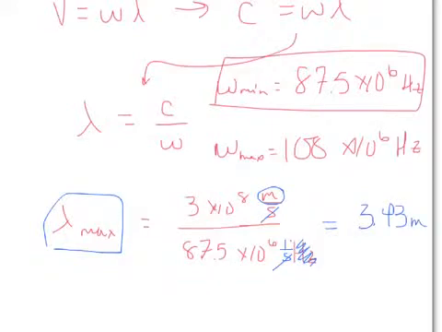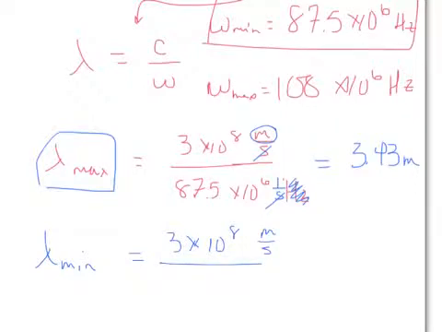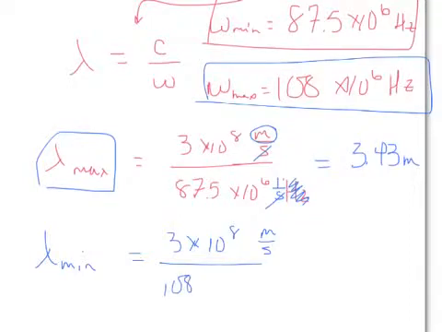Now if I want to find the minimum wavelength of the FM spectrum, I still take, again, the speed of EM waves, 3 times 10 to the 8 meters per second, over now, though, the maximum possible frequency here, which is 108, or station 108, times 10 to the 6, because it's in mega. Again, the hertz cancel with this second here, because hertz is really 1 over second, leaving behind meters.